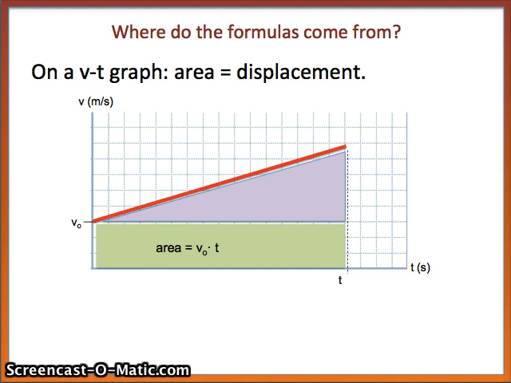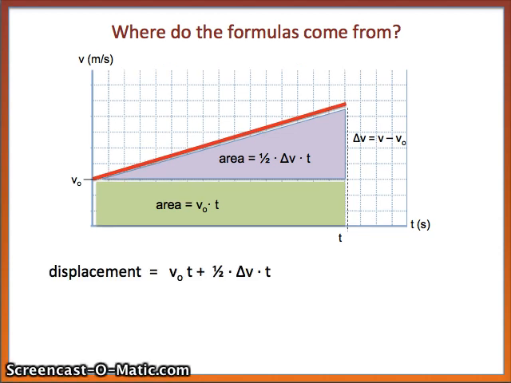For the purple triangle, we'll use 1/2 base times height, where our base again is that elapsed time t, but the height is really how much the velocity has changed. The bottom of that triangle is at v sub o, and the top is at whatever that final velocity is v. So the difference between those would be our delta v, v minus v sub o. All right, so that means that our displacement during this time interval would be the sum of these two areas, so that's v sub o t plus 1/2 delta v times t.